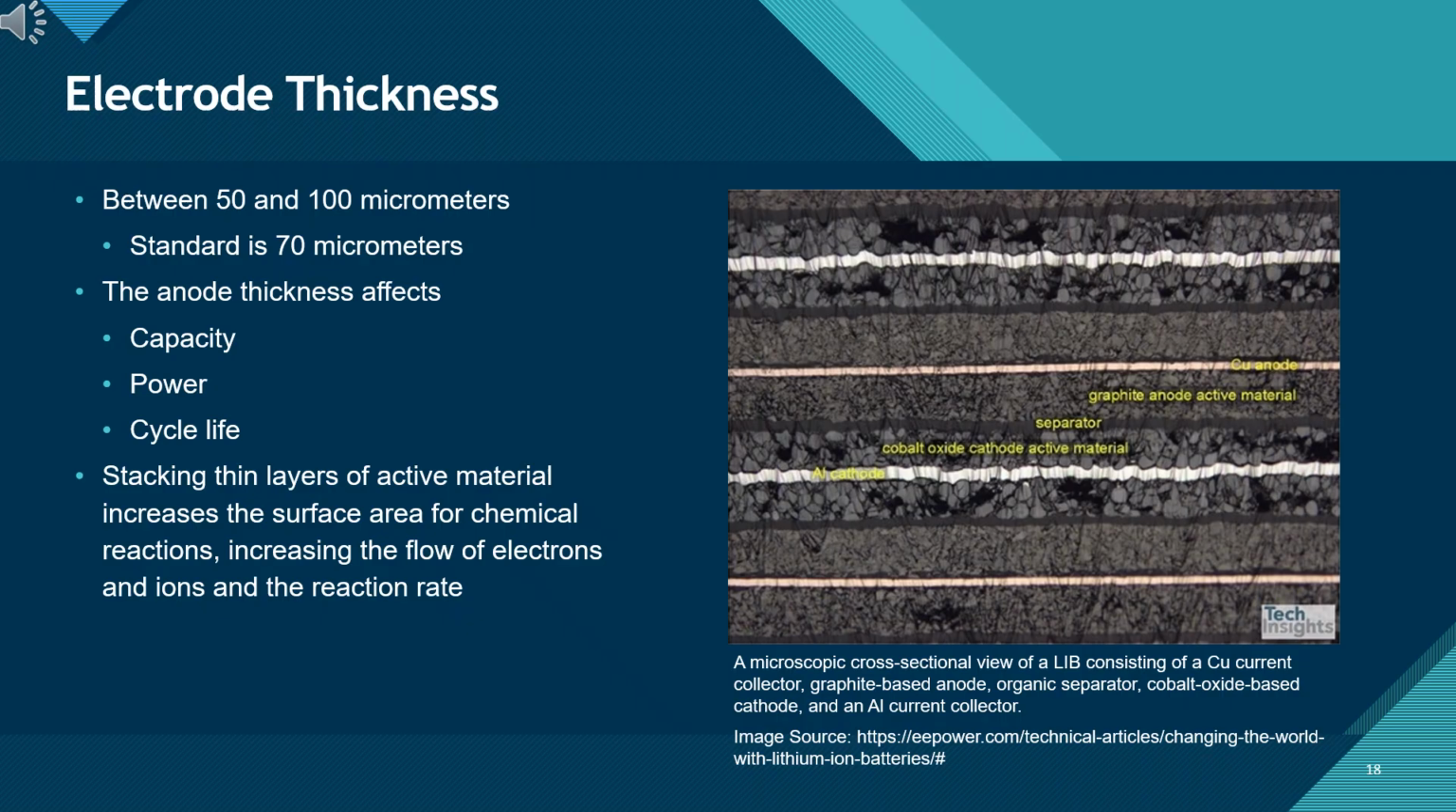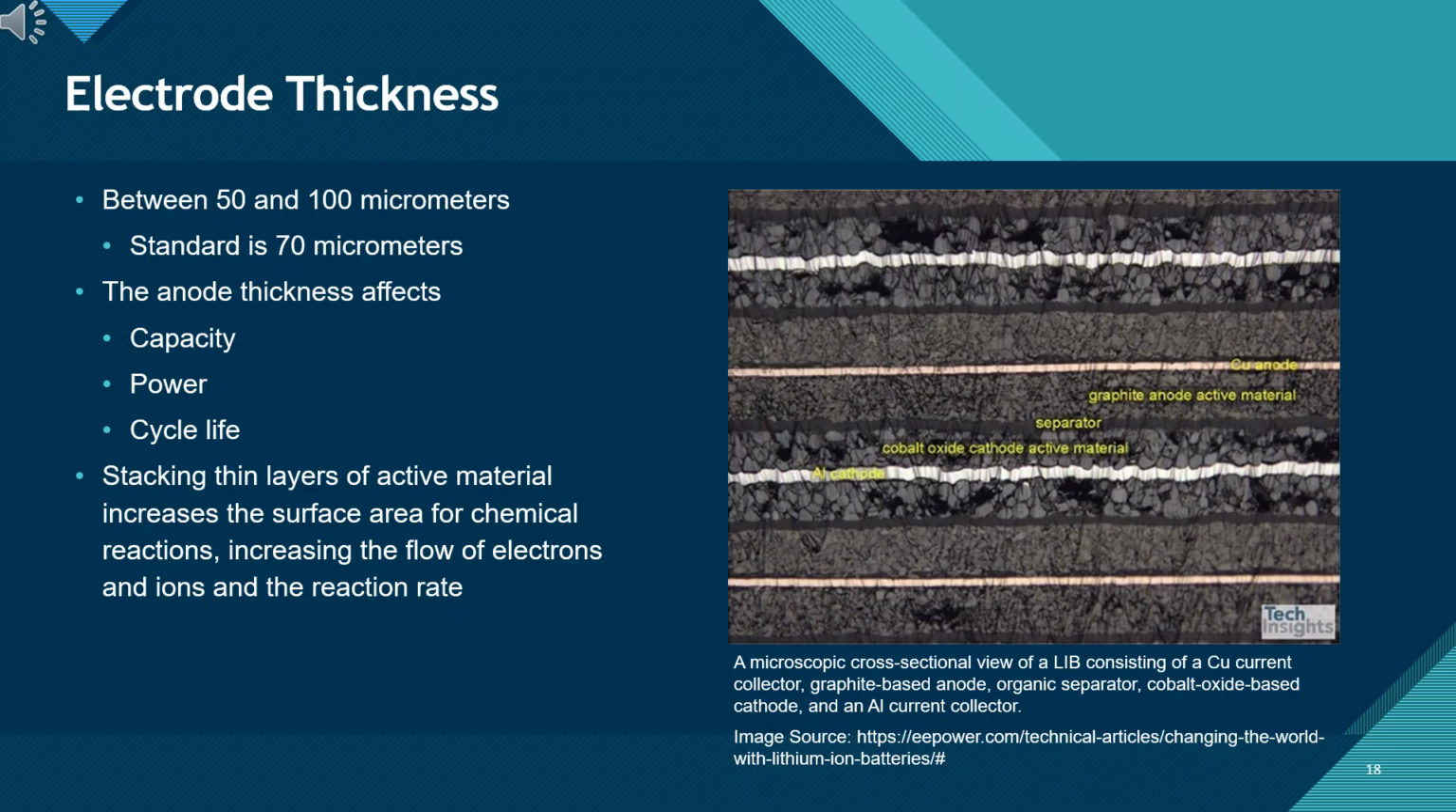In our manufacturing process, the thickness of these electrode coatings is incredibly precise. We typically operate between 50 and 100 micrometers, with 70 micrometers being a very common standard. To give you a sense of scale, that is roughly the width of a single human hair.